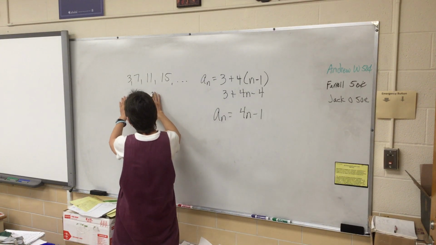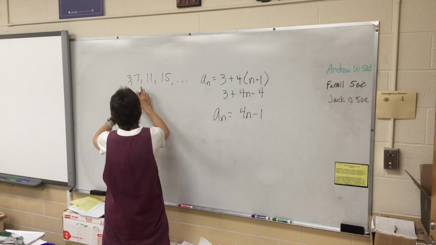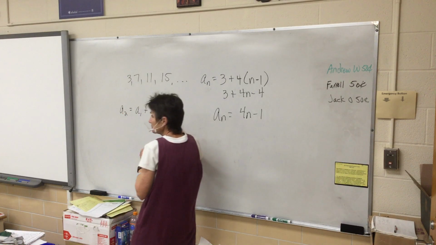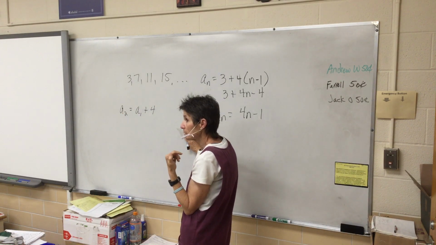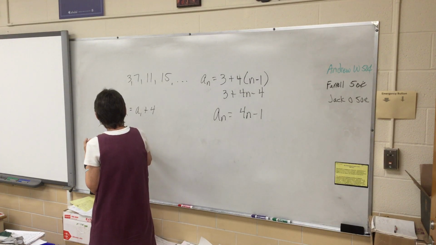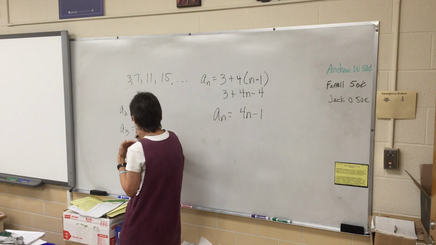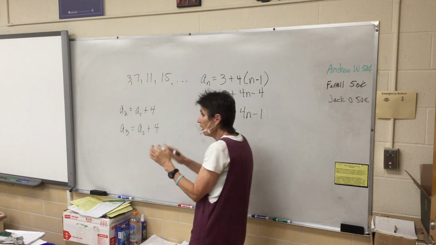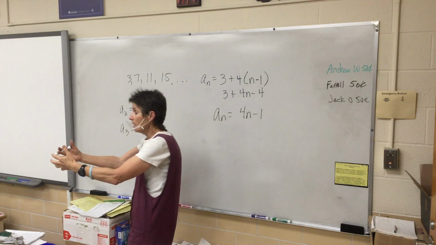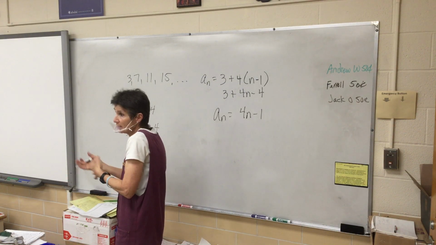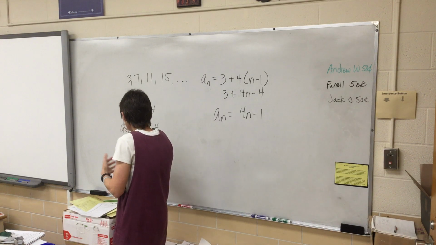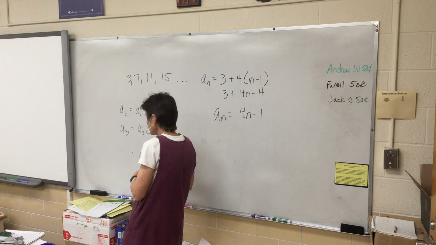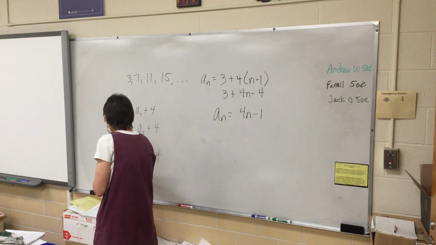So in other words, what we're saying is the second term is the first term plus 4. Agreed? And what about the third term? The second term plus 4. So it looks like all I have to do, if you give me a term, is add 4 to it to get the next term, right? So you give me a term, any term, I add 4 to it, and I get the next term.